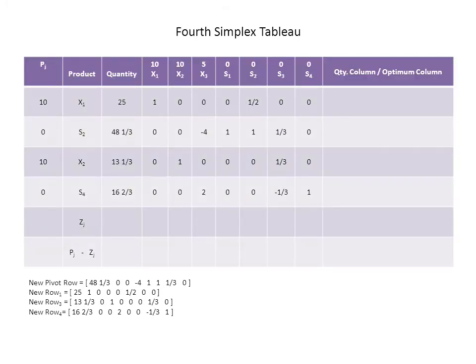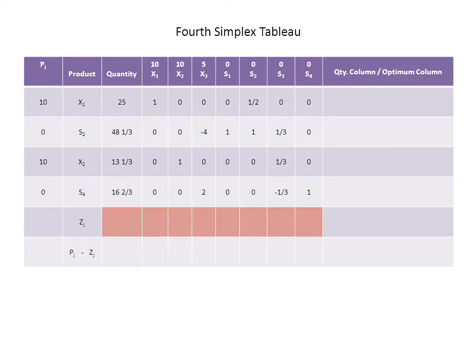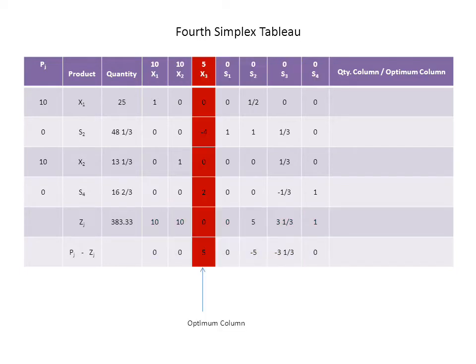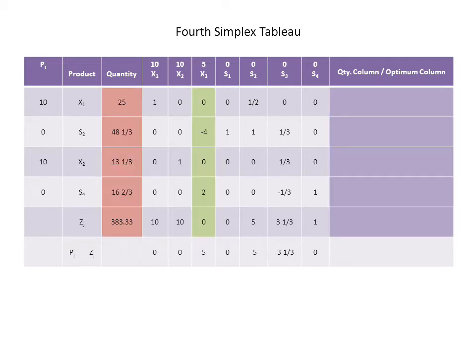With the new entries, we compute for the values for the ZJ row, and then the values for the PJ minus CJ row. Since there's only one positive entry in the PJ minus CJ row, we set the column where it belongs as the optimum column, that is, the x3 column, and x3 now is the new entering variable.